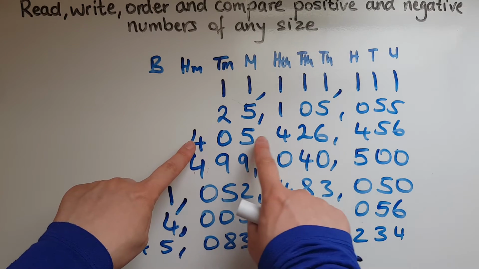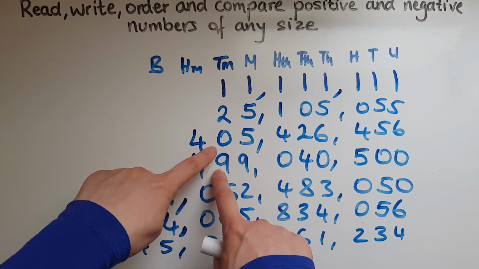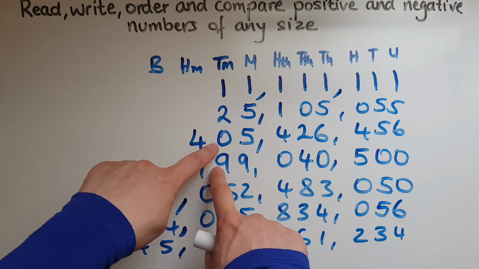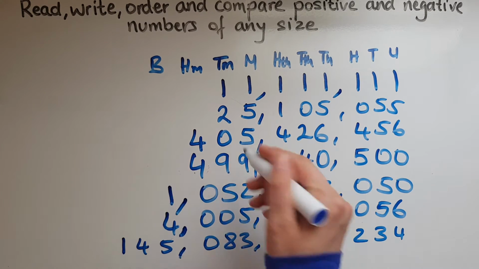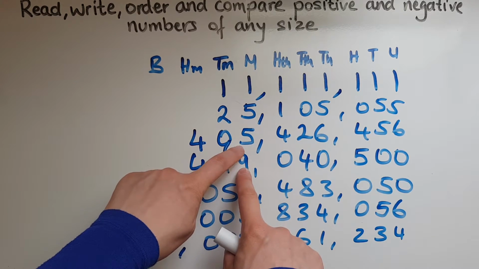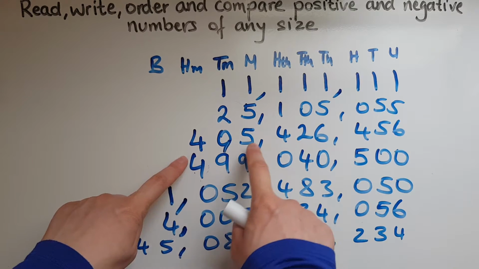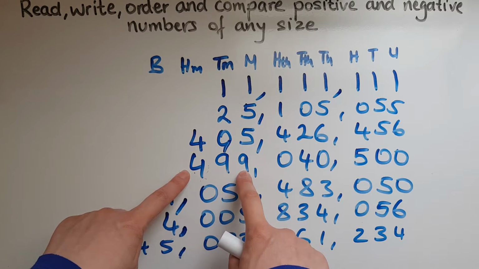So 405 million, and this is 499 million. So what matters then is the next digit. And let's say this is a 9 as well. So if we have both 9s, then we look at the next one, because that makes most of the difference. This would be 495, and this would be 499 million.